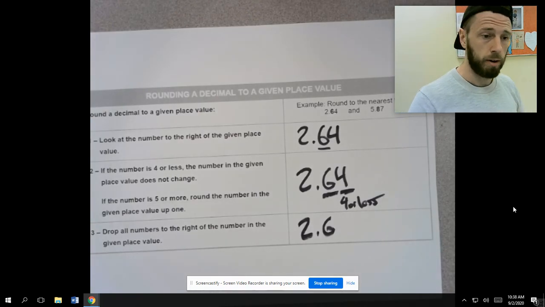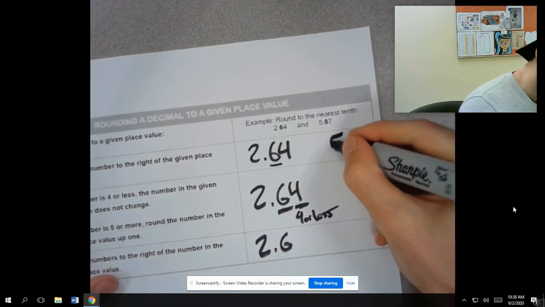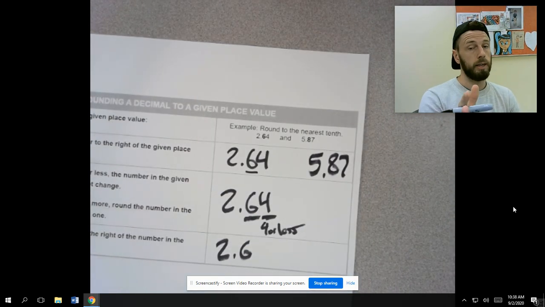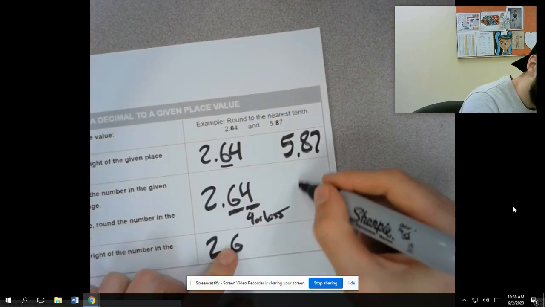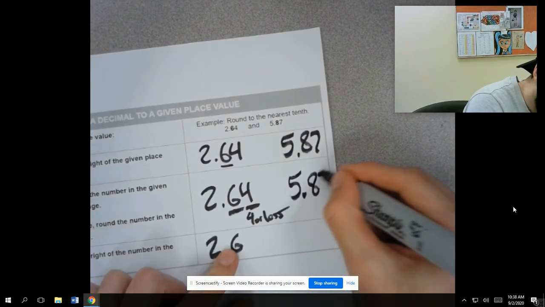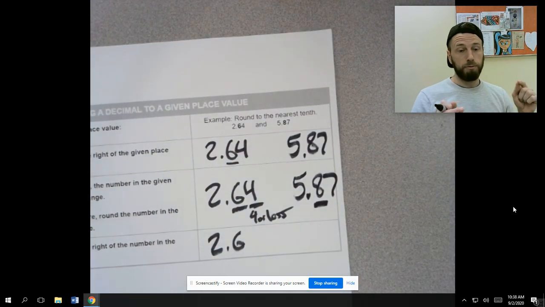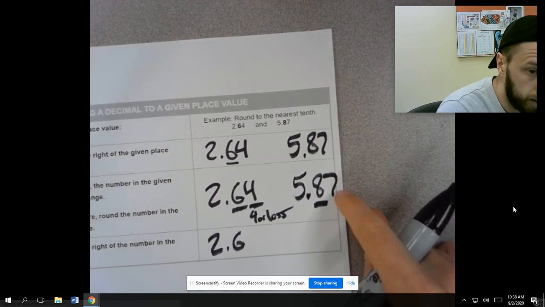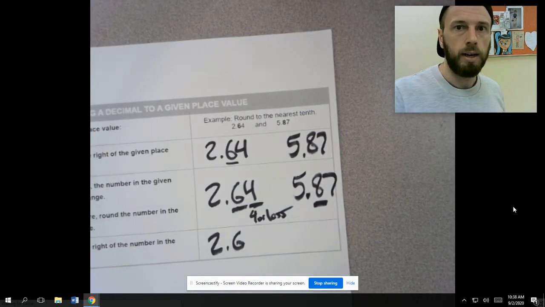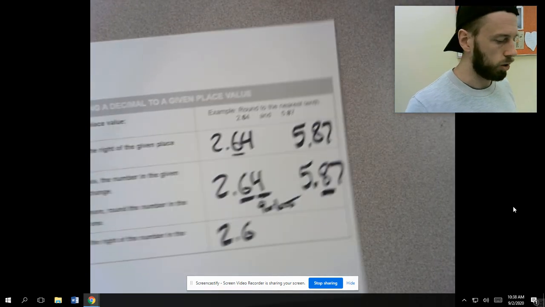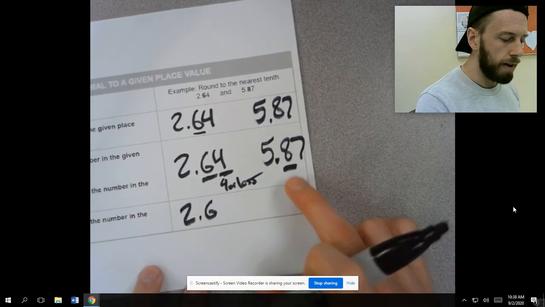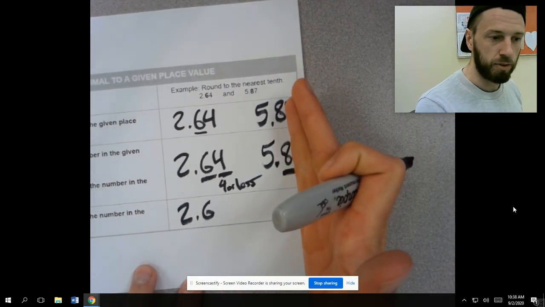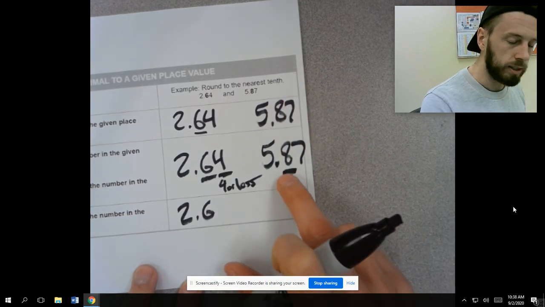Now let's look at the other number, 5.87. We've got 5.87 for our number, and we want to round to the nearest tenths place, which is this place right here. Then we have to look to the number to the right of it. And in this case, we see that the number to the right of it is a 7, which according to our rules over here means we have to bump this up when we round. So we're still going to drop off everything after it. But what do we have to do to this number here now?